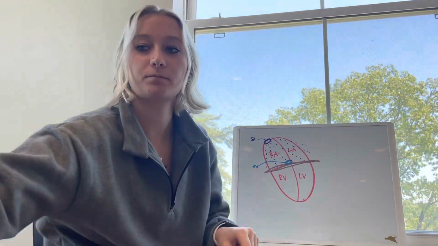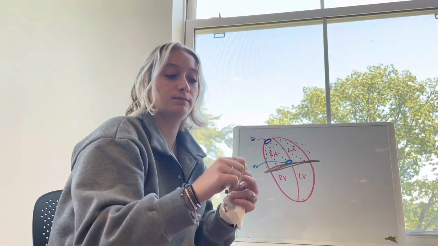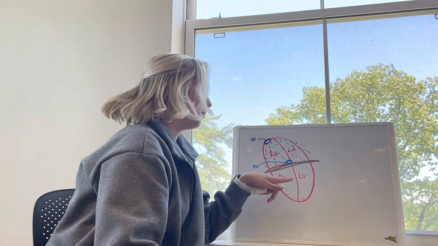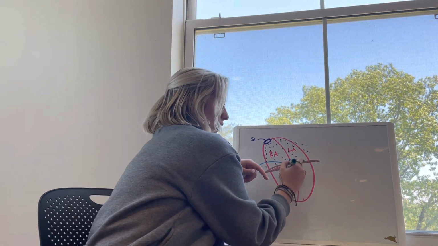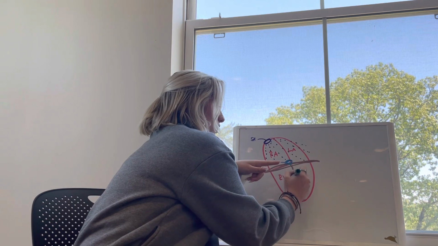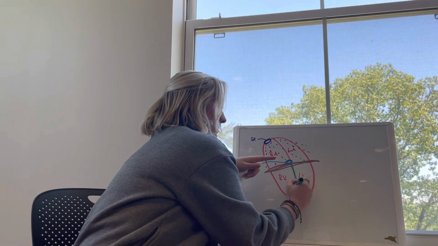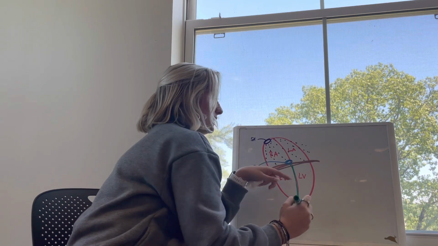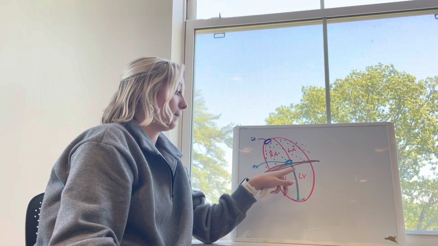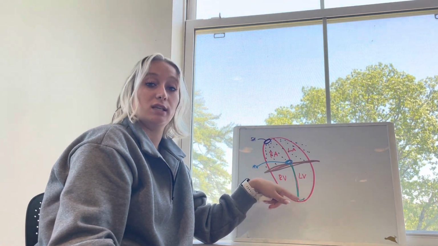So after your AV node receives the signal, it's gonna stop at your bundle of His, which is right under it right here. So it's gonna send it to your bundle of His, which is also your bundle branches, like this. And so now your signal is gonna be sent down the septum of the heart, which is the middle of the heart. So now your ventricles are starting to depolarize.